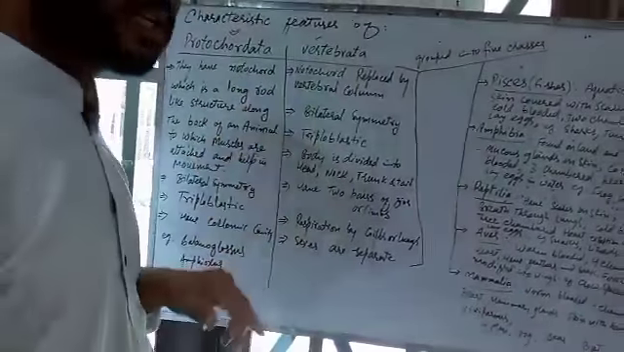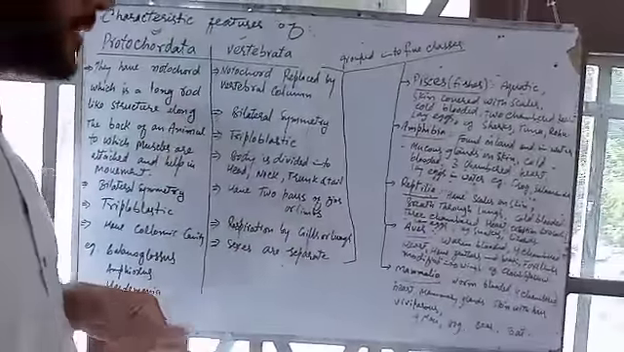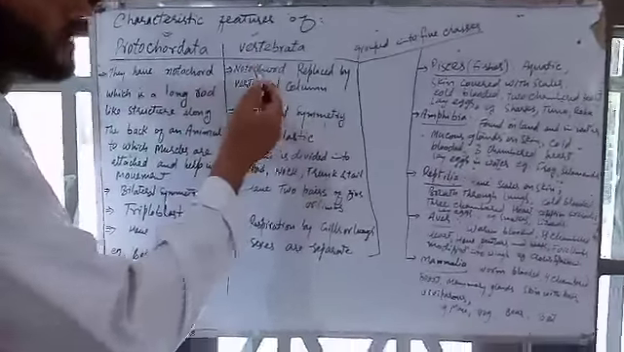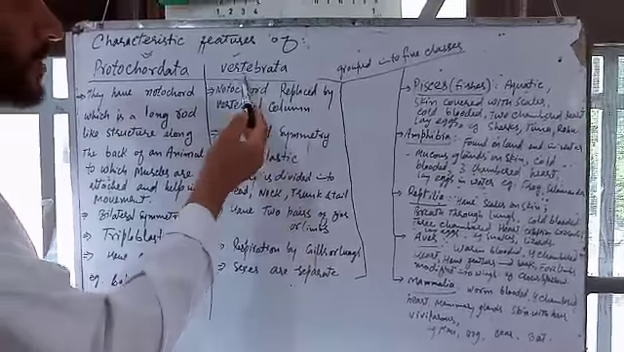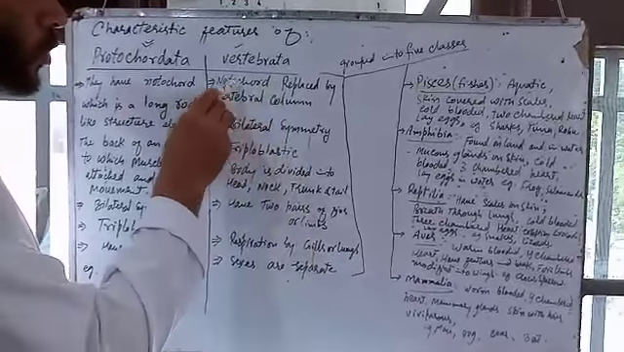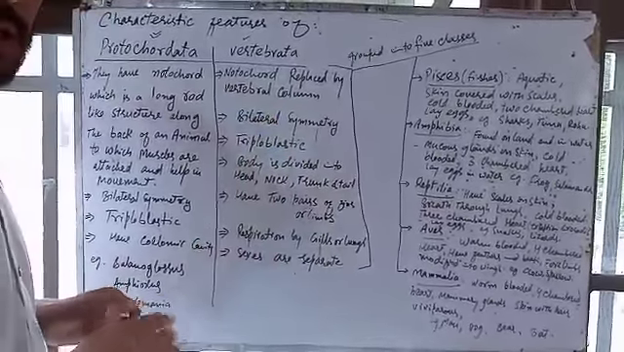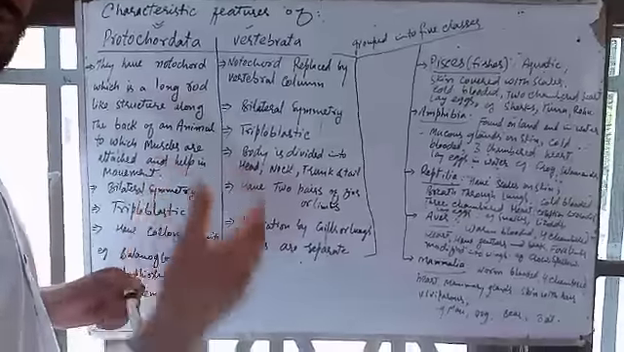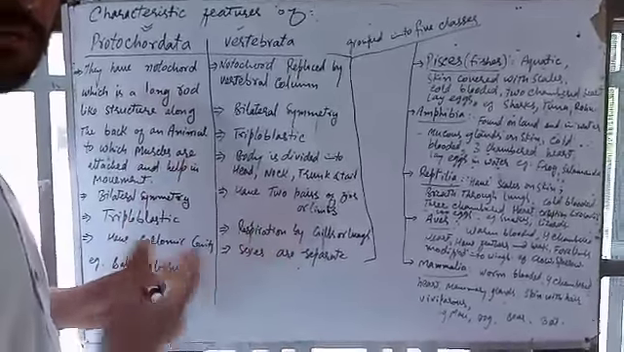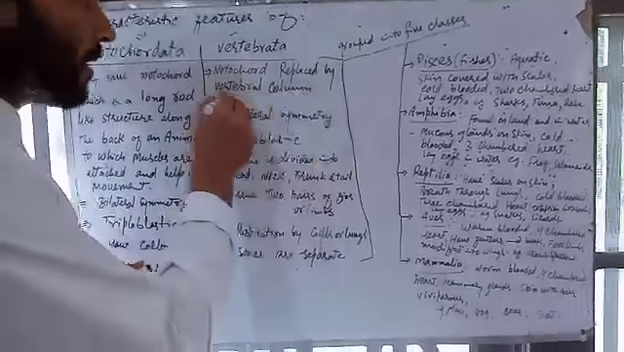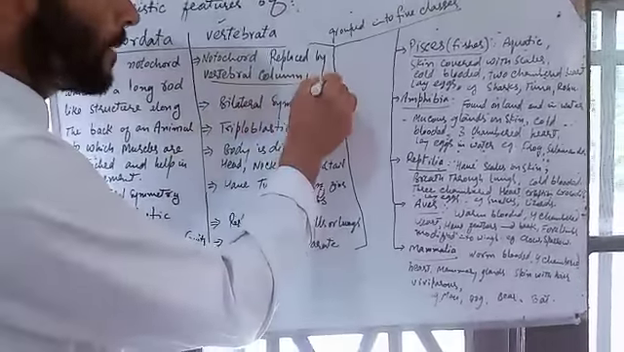Now there is Vertebrata. The characteristic features of Vertebrata are: notochord is replaced by vertebral column. That means notochord is replaced. Instead of notochord, the animals have a vertebral column, or you can say backbone.